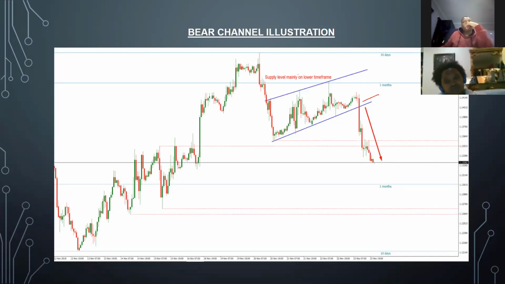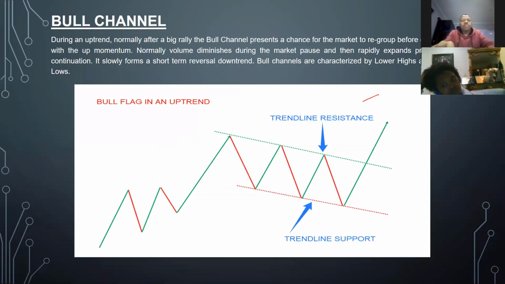Right. So now let's look at a bull channel. A bull channel is formed during an uptrend, right? It means the bias of the market structure is bullish, right? Normally, after a big rally, the bull channel presents a chance for the market to regroup. That's what I always emphasize, is the market has to breathe before continuing with the upward momentum. Normally, volume diminishes during the market pause and then rapidly expands prior to the continuation. It slowly forms a short-term reversal downtrend.